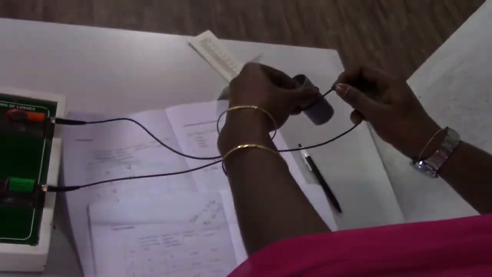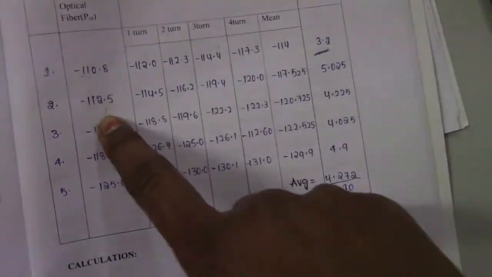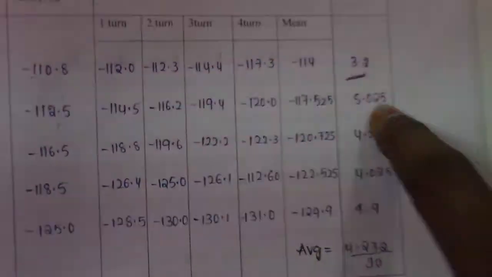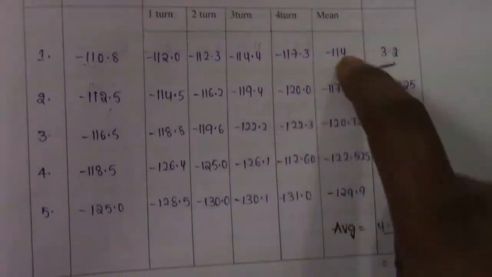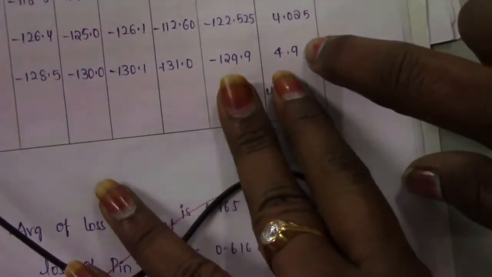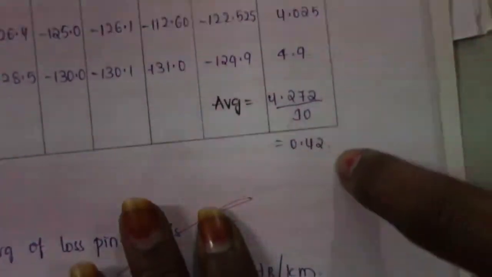For this input power, again you go with the same procedure. Take the mandrel, bend your cable for 1 turn, note down the 1 turn reading, 2 turns, 3 turns, 4 turns and so on. Write all the readings in the respective places, calculate the mean, P in and P out, and do the loss, P in minus P out. Likewise you need to go with 4 to 5 input powers and measure the output power. Finally calculate the loss. After calculating all these losses, do the average. Add all these 5 and divide by 5. You will get the average loss.